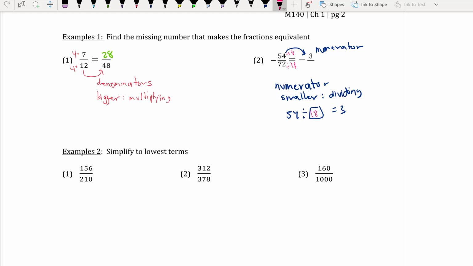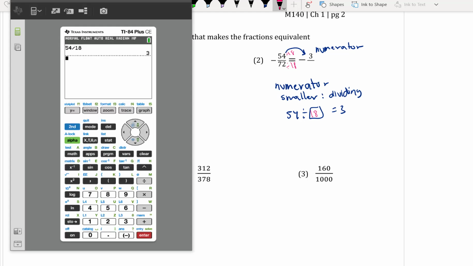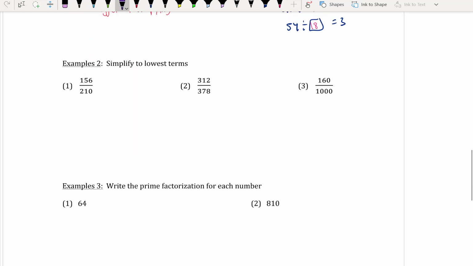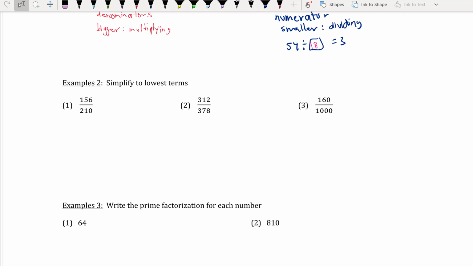So you're dividing by 18 in the numerator and the denominator. So if I have 72 divided by 18, I'm going to get a positive 4. So my answer here will be a negative 3/4 is going to be the equivalent of a negative 54 over 72. So we're going to go ahead and do this and simplify to the lowest terms.